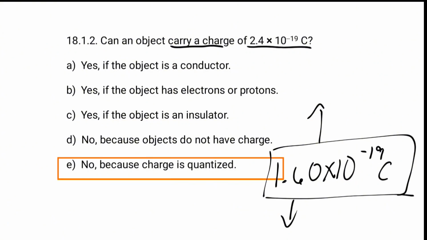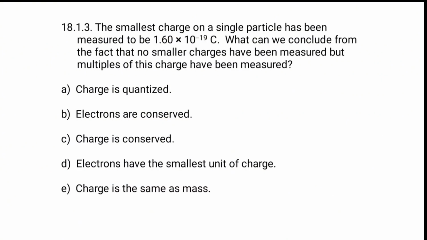Okay, now next: the smallest charge on a single particle has been measured to be 1.60 times 10 to negative 19 coulomb. What can we conclude from the fact that no smaller charges have been measured, but multiples of this charge have been measured? If you go back to my discussion in my previous slides, what do you mean by quantization? Can you define it on your own? Now go back to this question and try to understand it more. Read further and look for the clues.